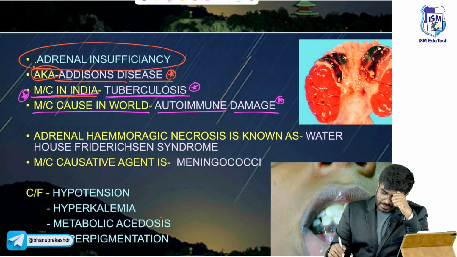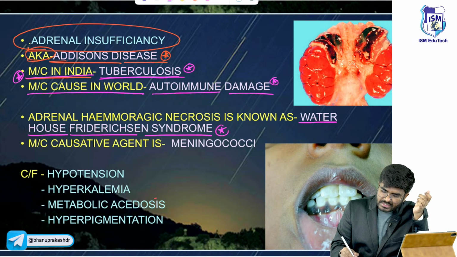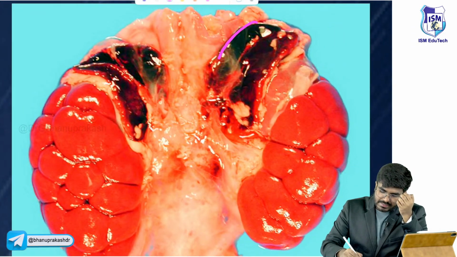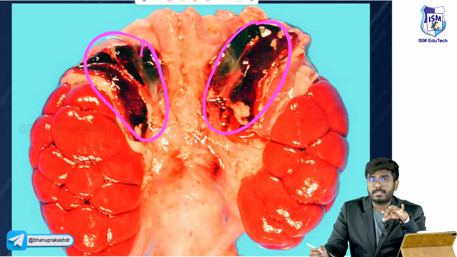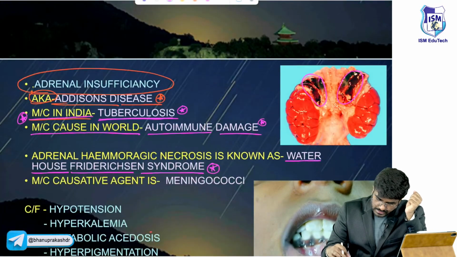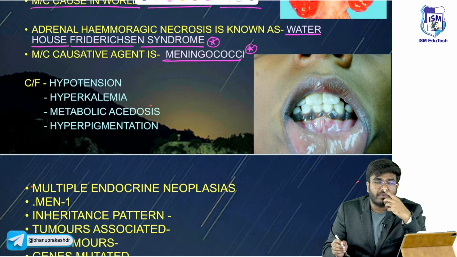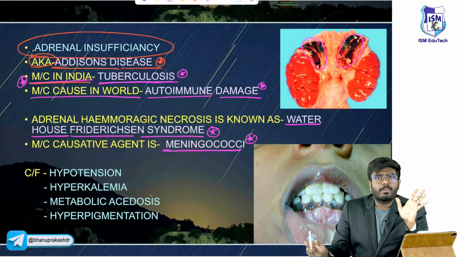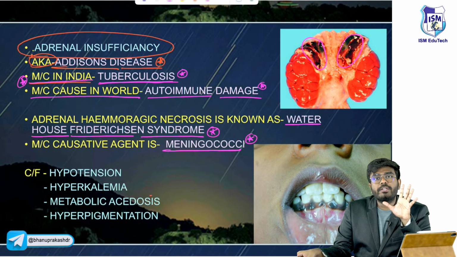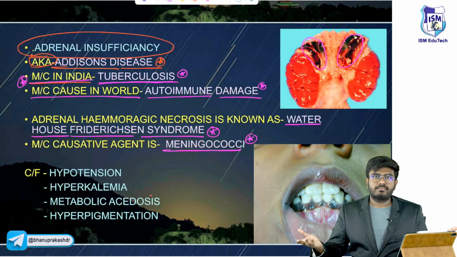Simple. There is one more condition called Waterhouse-Friderichsen syndrome. What is this? The adrenal gland is undergoing necrosis, called adrenal hemorrhagic necrosis. It is seen in meningococcus infection, meningococcemia. I am not very good at microbiology, but anyway, meningococcal infection causes hemorrhagic necrosis of the adrenal gland. The adrenal gland is gone, so adrenal insufficiency.